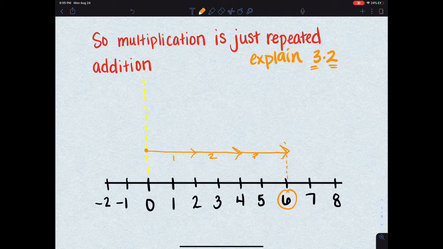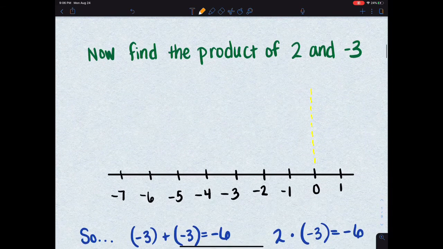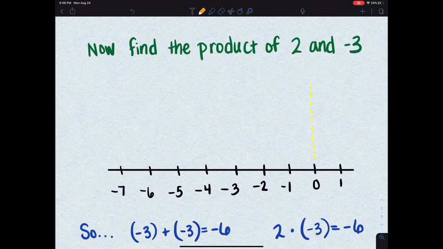Okay. You could also explain 2 groups of 3, right? So again, you would start at the 0, but this time you do a group of 3, it goes there, a second group of 3, it goes there, and again, you end up at 6. Okay, so there is a couple ways to do that. The problem is once you start doing negative numbers that way, it just doesn't make sense on a number line anymore. For example, it says find the product of 2 and negative 3 and try to put that on a number line.